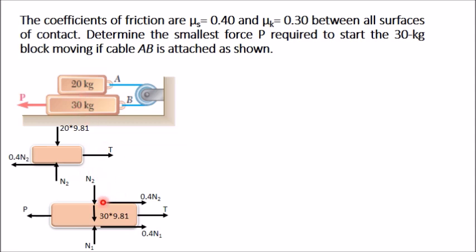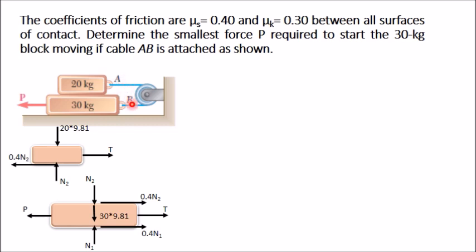And similarly here you can see that this force is acting towards the right side at this contact surface. So at this contact surface the force 0.4 N2 will act in the opposite direction, that means towards the left side. And this cable is connected with this block, so here again you will get one tension T.